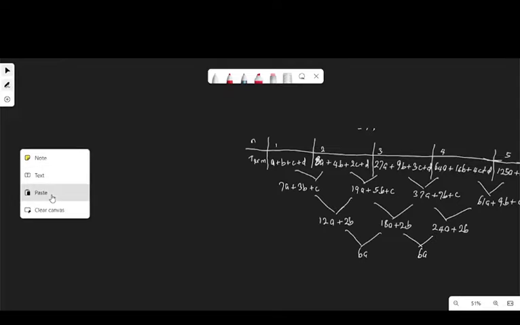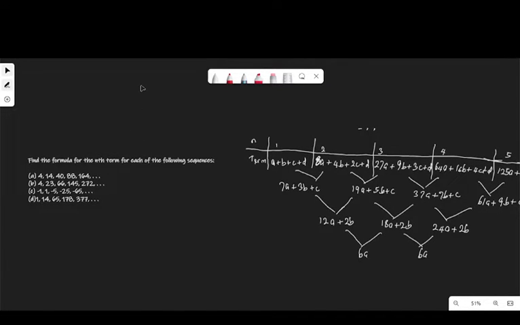Paste it here. Okay, so this is that. The second question is 4, 23, 66, 145, and 272. Okay, let's get into that right away. So taking the first order difference, let me write the sequence first. 4, 23, 66, 145, and 272. So on and so forth.